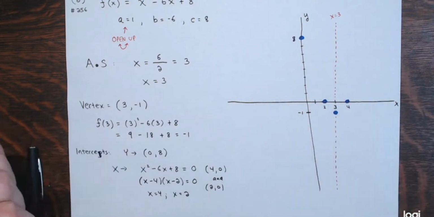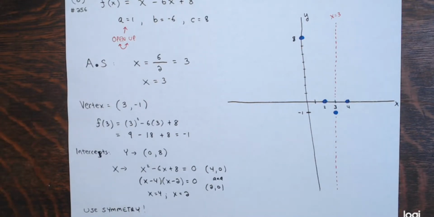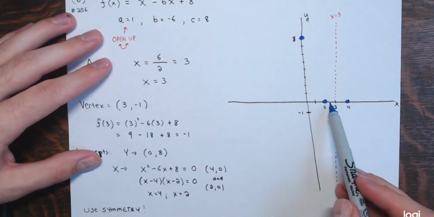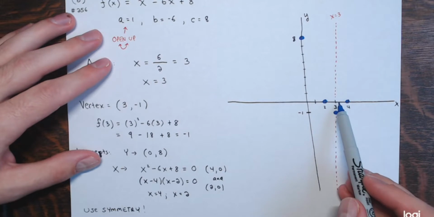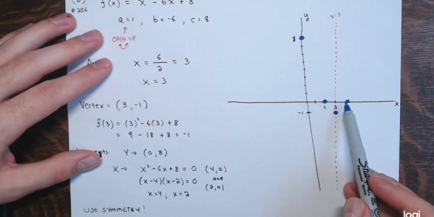Great. And now I'm just going to use symmetry to find points on either side of the parabola, on either side of the axis of symmetry. These two points are symmetrical across the line. Both the x-intercepts are 1 unit away from the axis of symmetry, 1 unit right, 1 unit left.